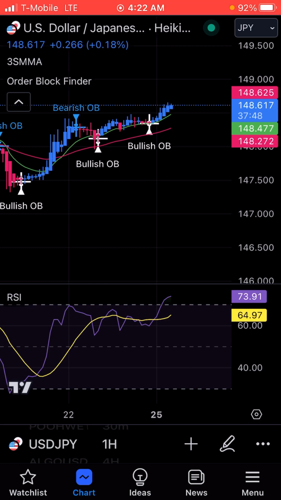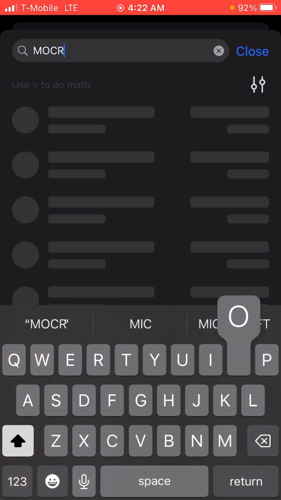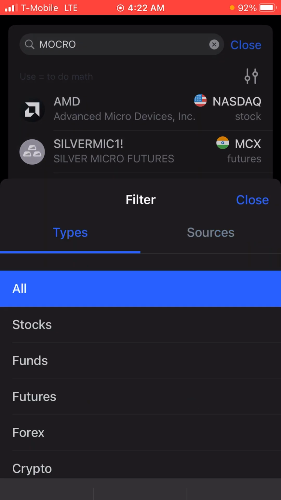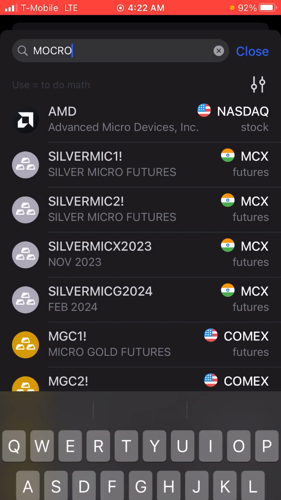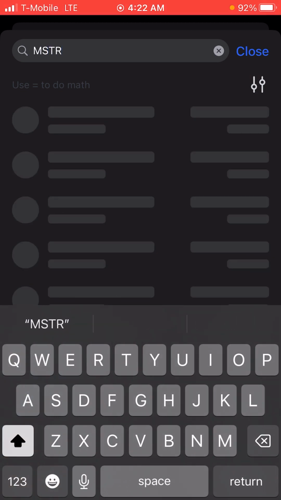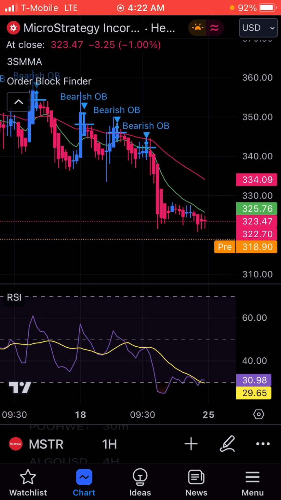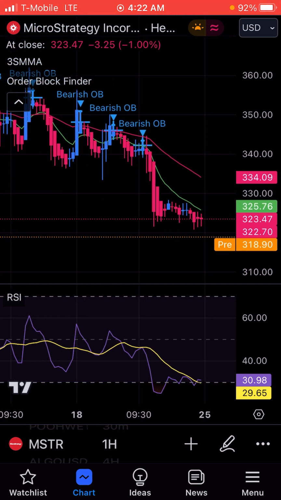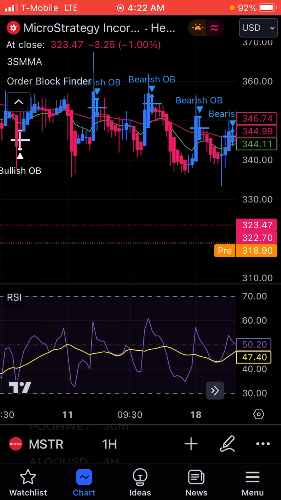Let's do stocks now, and I'm going to focus on doing it with MicroStrategy. If I can spell it right. MicroStrategy. And this is my favorite stock. Now, it's the same thing. This is the same thing. But you look for bearish to bullish.